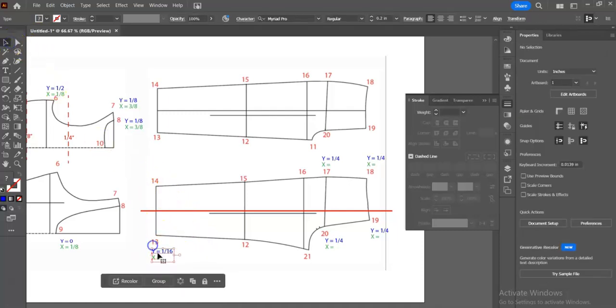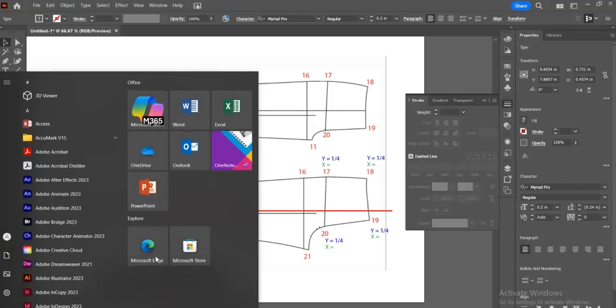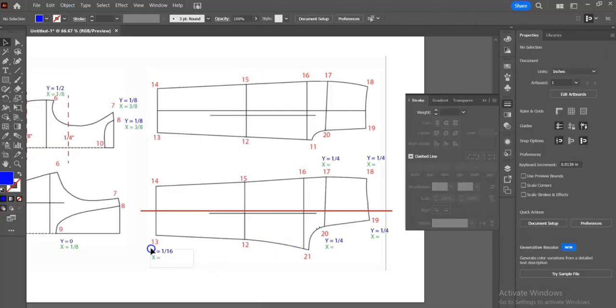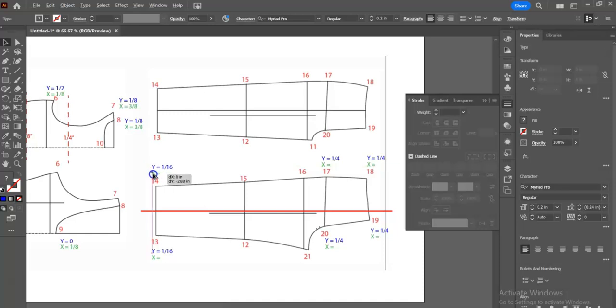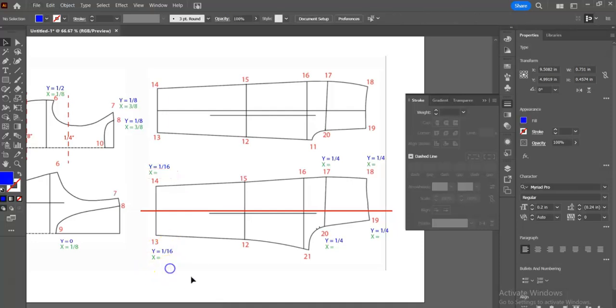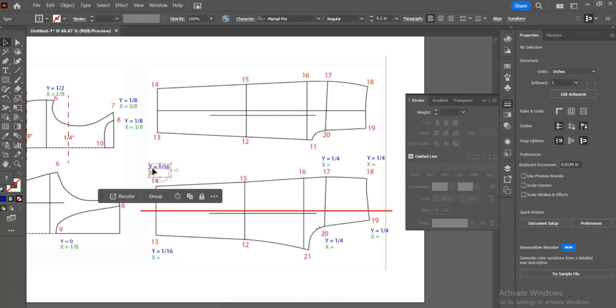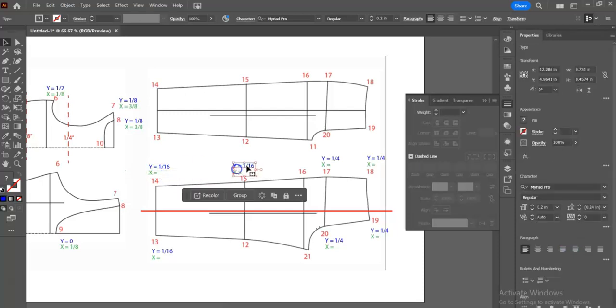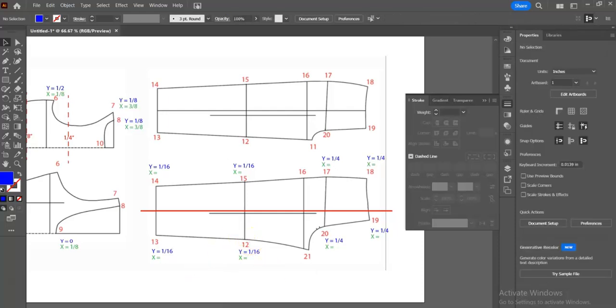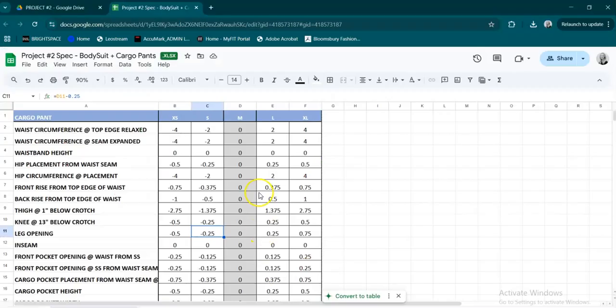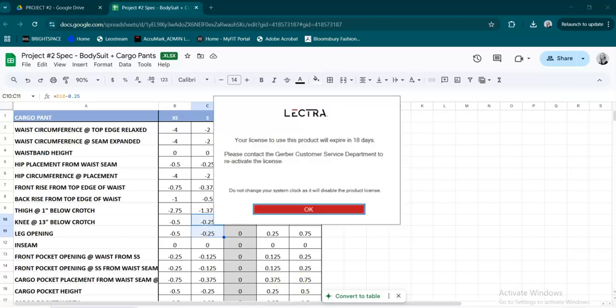Okay, same thing goes here. These will be negative for the smaller sizes. These will be negative for the larger sizes. My Y rule will be the same at 15 because my knee and my leg bottom have the same exact grade if you look at my spec. Okay, they both grade 1/4 inch.